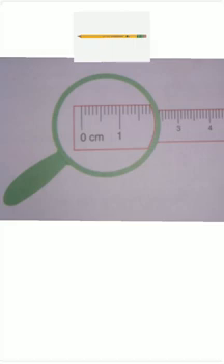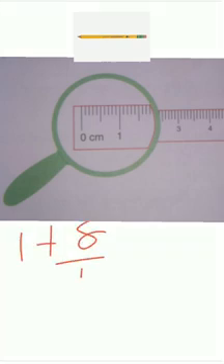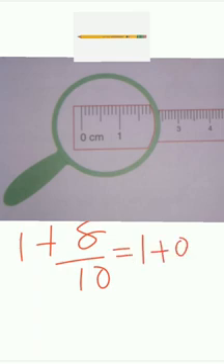So the measurement is 1 plus 8 by 10. And we know that 8 by 10 is 0.8. So this will become 1 plus 0.8, and it is 1.8. So instead of reading 1 and 8/10, we can simply read it as 1.8. So studying decimals will make the reading of measurements easier.